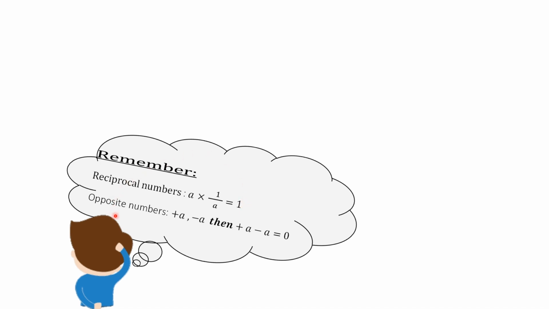And if I say opposite numbers, it means positive A and negative A. If I add these two opposite numbers, the answer will be equal to 0. Example, plus 3 minus 3 is equal to 0. Plus 5 minus 5 is equal also to 0.